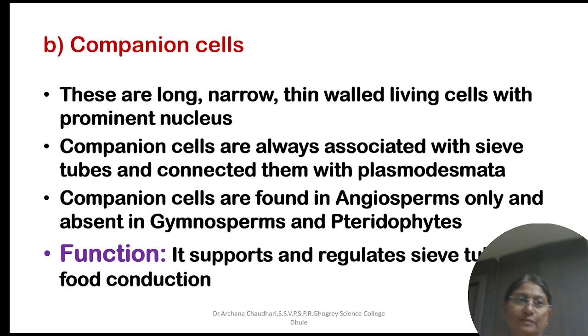The companion cell. These are long, narrow, thin-walled living cells with a prominent nucleus. As we know that the sieve tube is devoid of a nucleus, that's why it has to be dependent on a companion cell, which has a prominent nucleus. All the governance of a sieve tube is done by the neighboring companion cell. Companion cells are always associated with sieve tubes and connected with them by plasmodesmata. Companion cells are found in angiosperms only and absent in gymnosperms and pteridophytes. Mark this point. Function. It supports and regulates the sieve tube in food conduction.